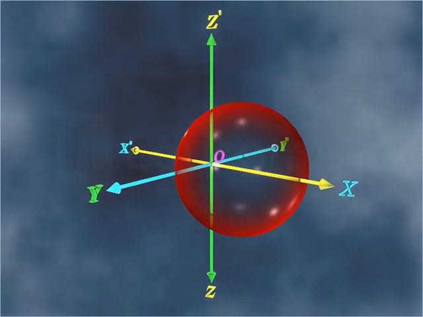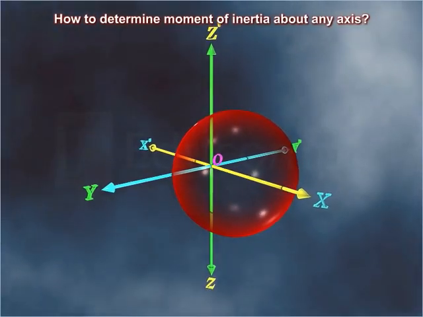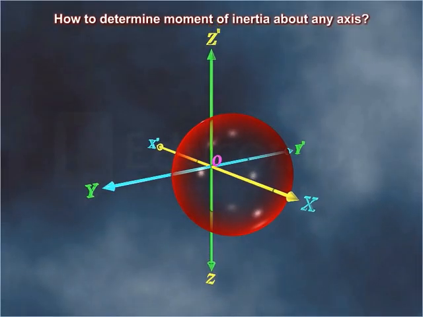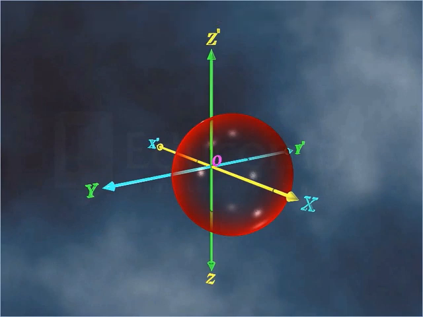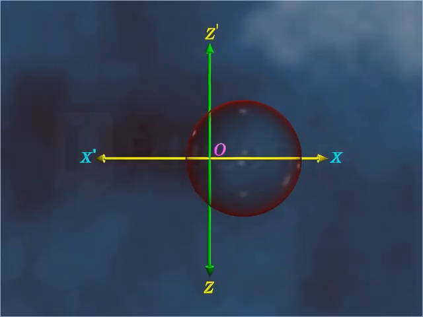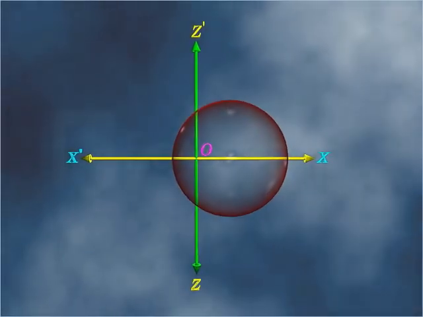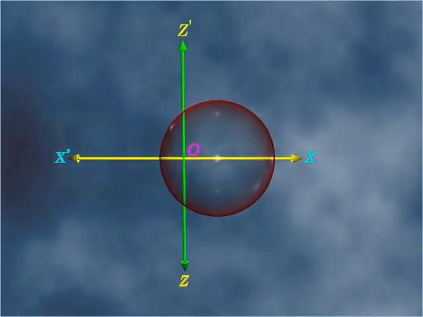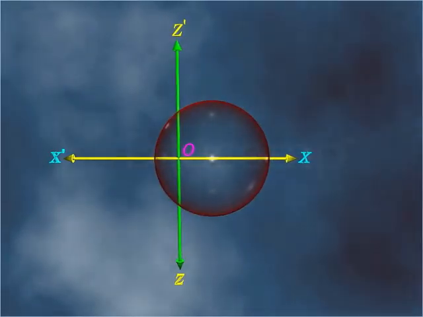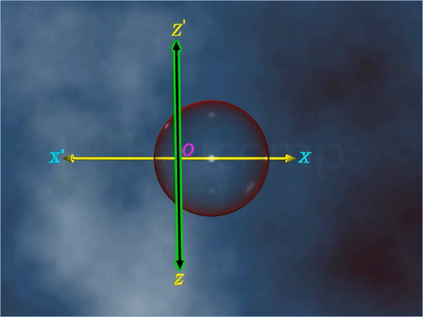Now, can you think of a method or a tool to determine the moment of inertia of the sphere about this axis? Well, the tool you can use is the theorem of parallel axis. Let us apply the parallel axis theorem to determine the moment of inertia of a sphere along the ZOZ' axis.